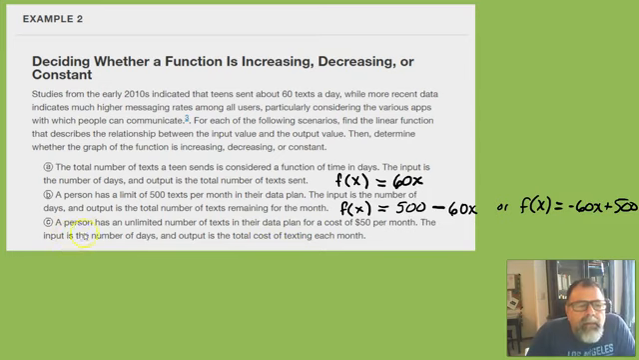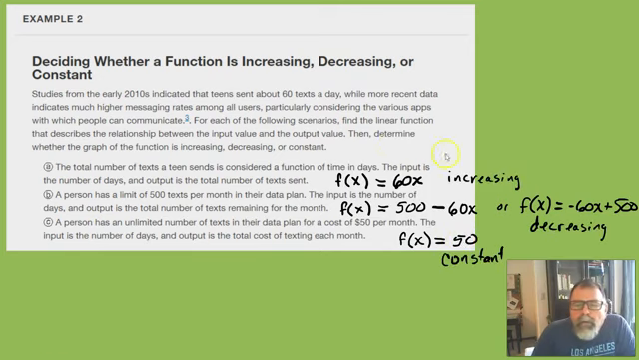All right, and then C. A person has an unlimited number of texts in their data plan for a cost of $50 per month. The input is the number of days. The output is the total cost of texting each month. Well, it says it's unlimited, so it doesn't matter if you send out 1 text, 1,000 texts, or 1,000,000 texts. It's just going to be a flat $50 for the month. So it doesn't matter how many you send, so there's not going to be any x, and this would be a constant function.